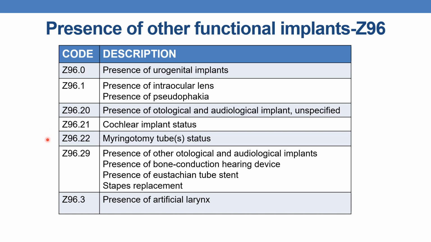The next is Z96.22. It indicates myringotomy tube status. The next is Z96.29. It indicates the presence of other otological and audiological implants or presence of bone conduction hearing device or presence of eustachian tube stent or staples placement. Z96.29 indicates any of the following. And finally Z96.3, it indicates the presence of artificial larynx.